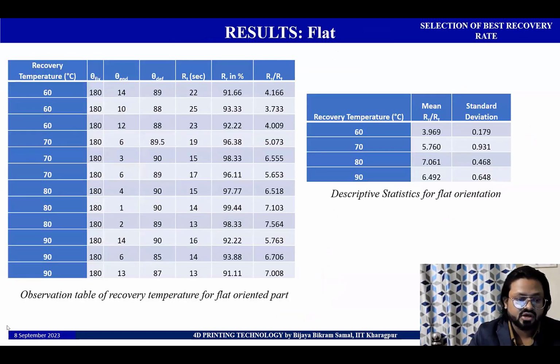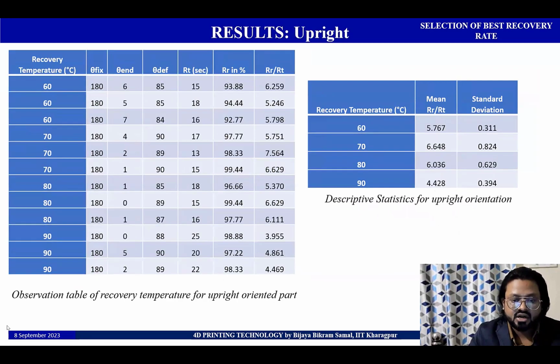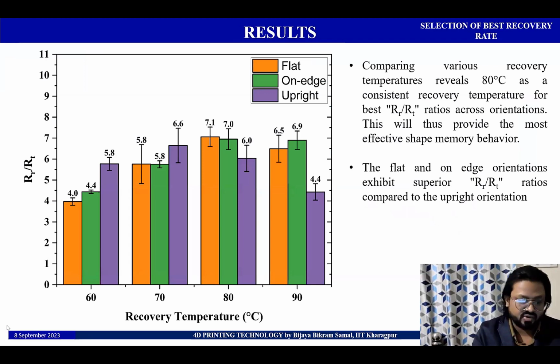Now coming to the result, here we have varied the temperature from 60, 70, 80 and 90, and we have taken triplicates. This is the descriptive statistics. Here we have found the mean and standard deviation, and similarly we have done it for on edge and upright. Now we can understand it in a better way from this graph.